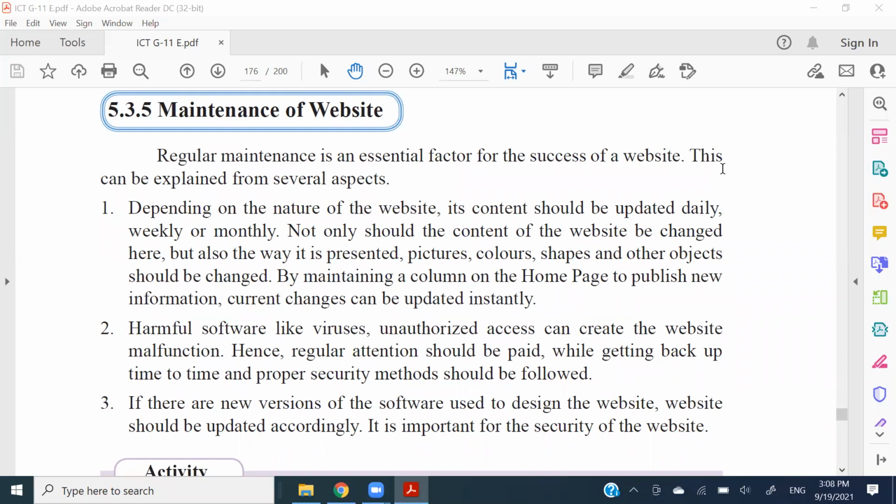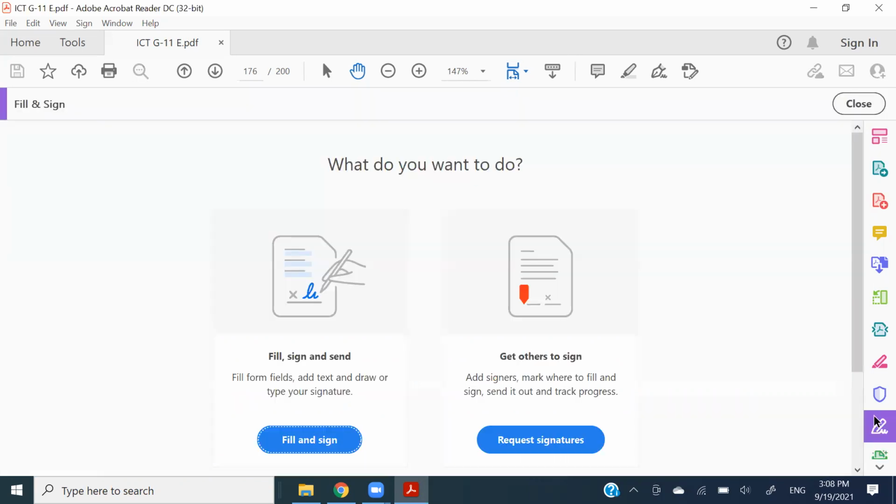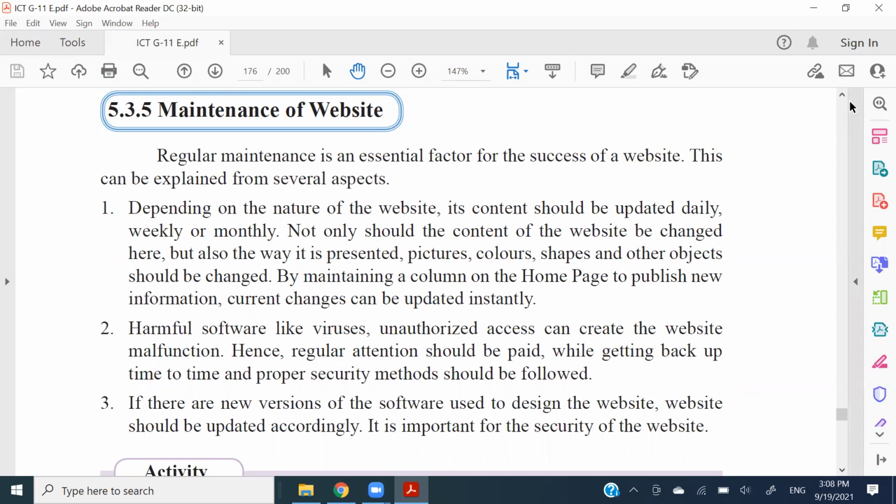So the first point describes, depending on the nature of the website, its content should be updated daily, and weekly or monthly, right? So it depends on the purpose that you are using this particular website. What is your purpose, right?